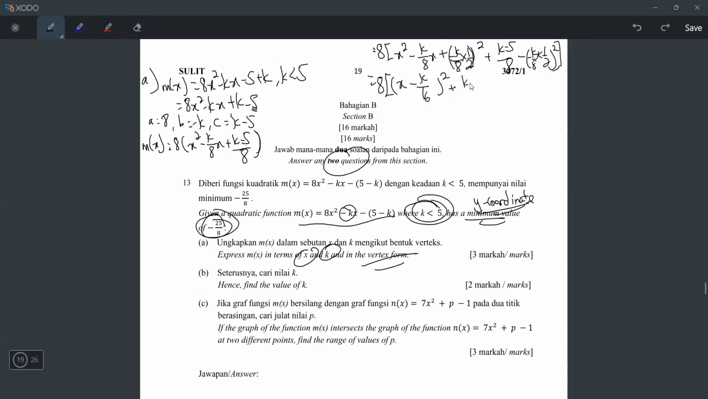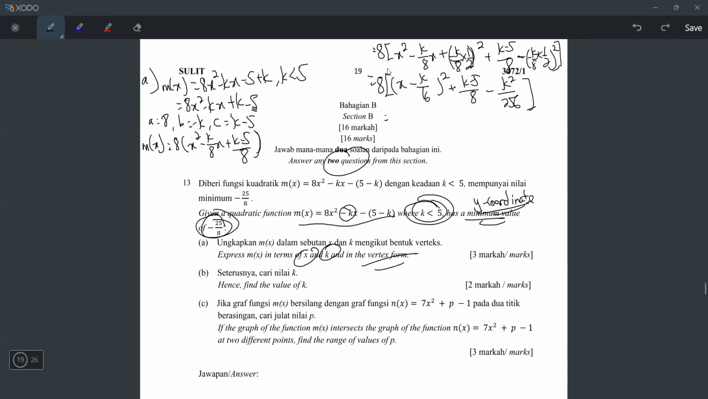And then plus what? k minus 5 over 8. Since there's a minus here, I follow it here. And inside this one we have to square. So what is negative k over 16 squared? Negative k over 16 squared is positive k squared over 256. Yeah, k squared over 256. But why do I write negative? Because there's another negative outside the bracket. But still, it's not vertex form yet.